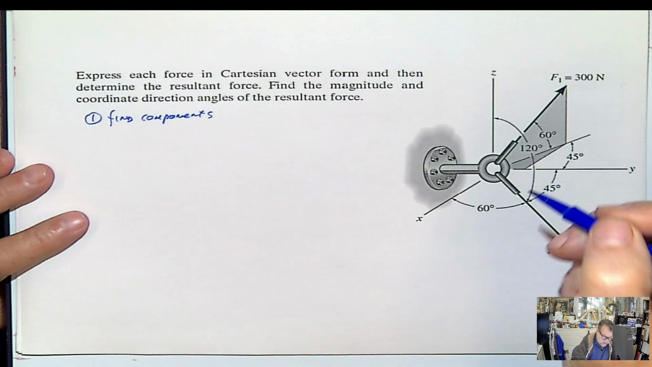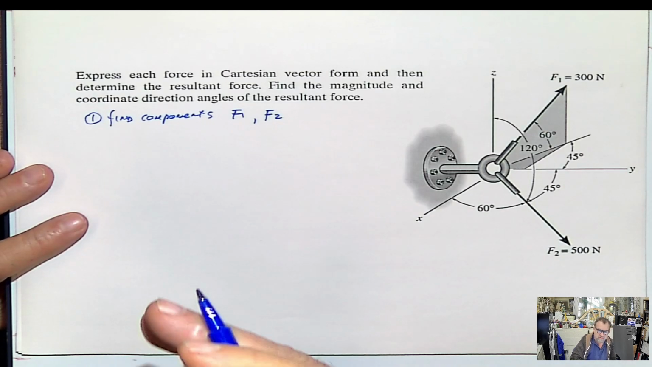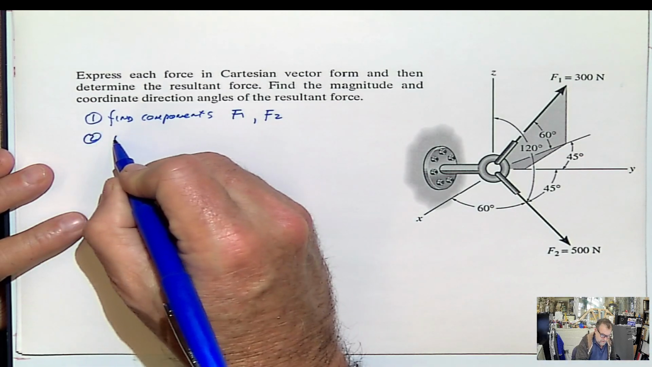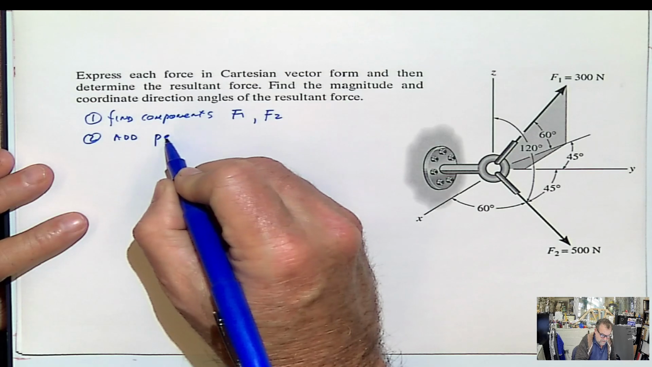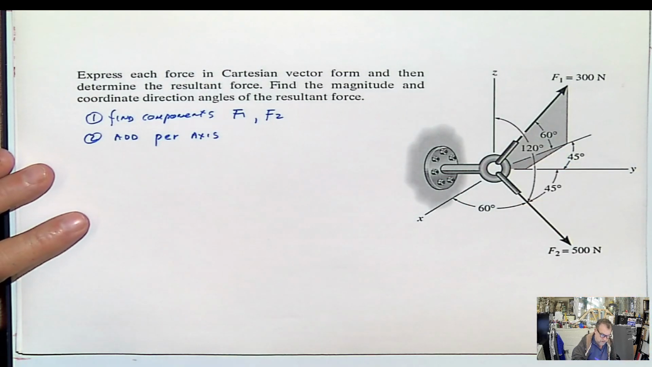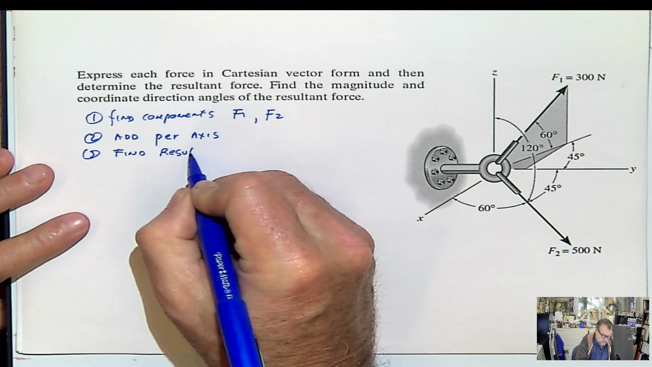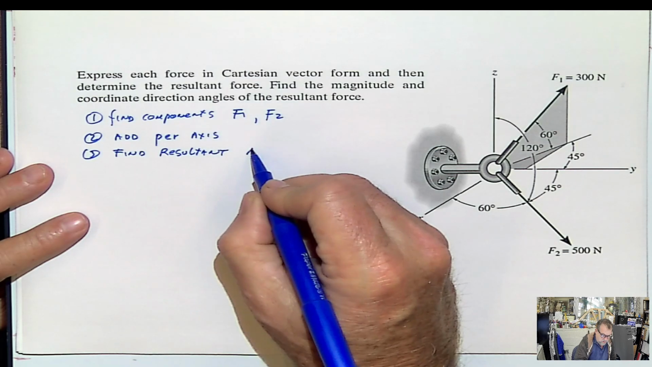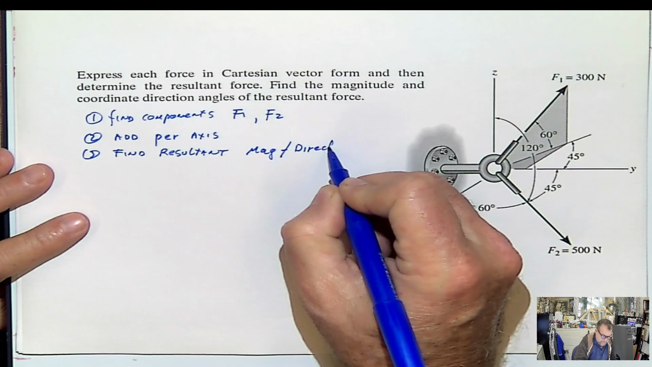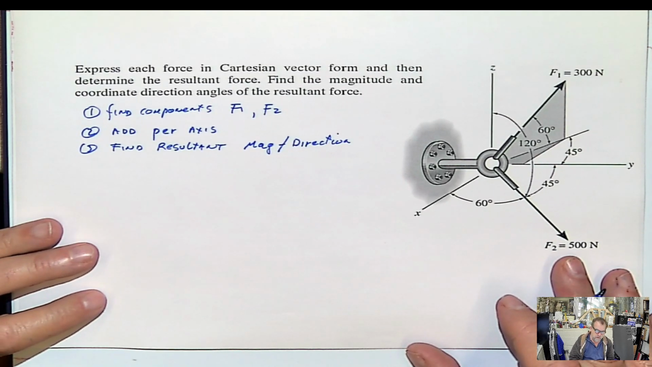of, in this case, there are only two forces, right? F1 and F2. That means express every force in Cartesian components, i, j, k, add per axis, meaning everything that goes in i, everything that goes in j together, and k. Then find the resultant, and then you can get magnitude and direction. And this is pretty standard. Same thing that we did in 2D, we're going to do it now in 3D.